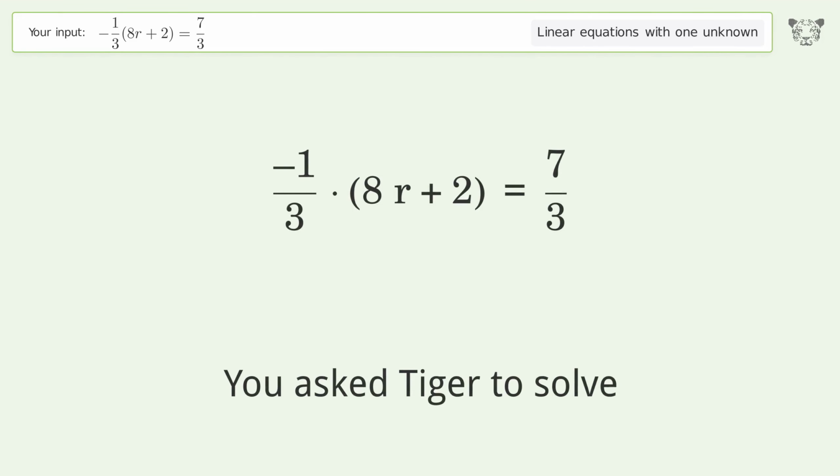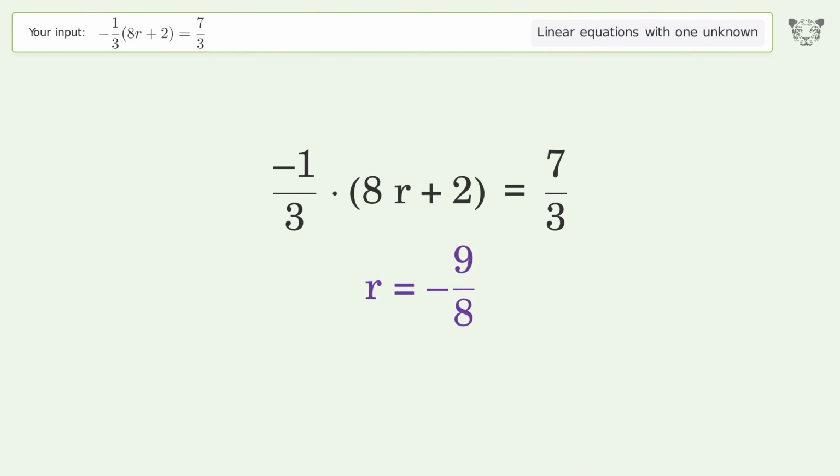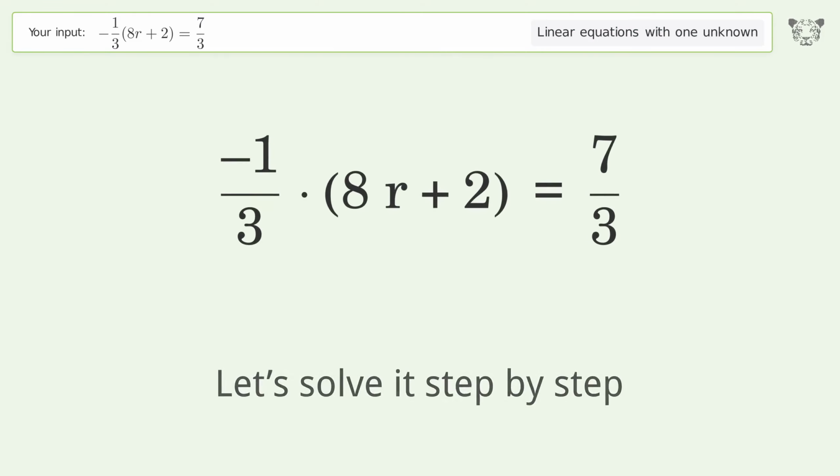You ask Tiger to solve. This deals with linear equations with one unknown. The final result is r equals -9/8. Let's solve it step by step.